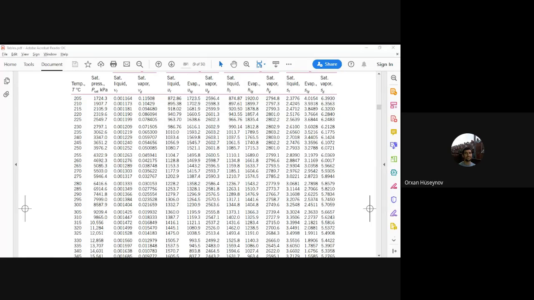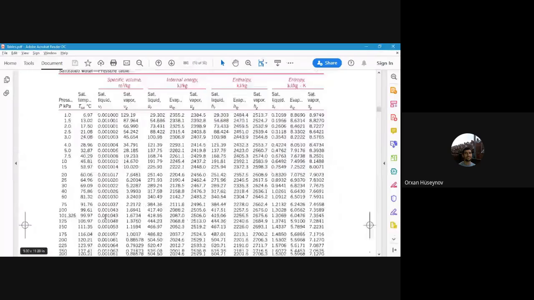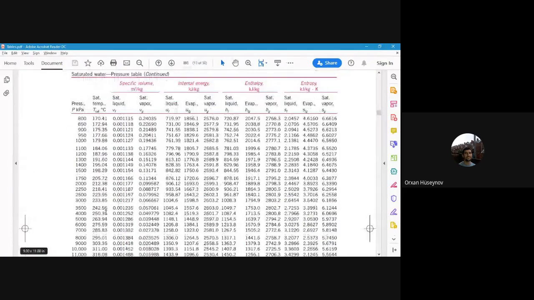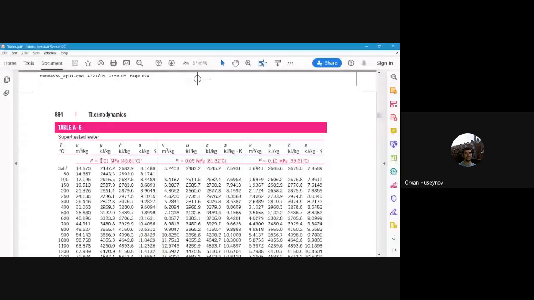So since our pressure is less than the pressure value given in the table, it means that we should look at the superheated region. Okay, so therefore we should go to the superheated region, because the table pressure is more than the pressure given in the question. This one is saturated, and then the superheated water table.